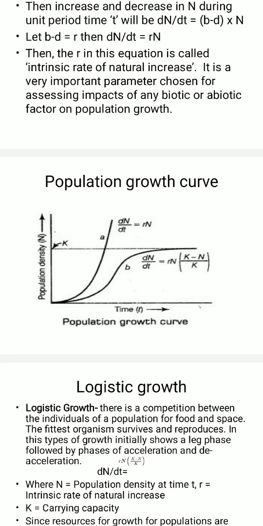So in logistic growth, if there is competition between the individuals of a population for food and space in a given area, the fittest organisms will survive and perpetuate, that is, reproduce and continue their generations, and the unfit ones will be eliminated naturally based on Darwin's theory of survival of the fittest. In detail, you are going to study this in the evolution chapter.